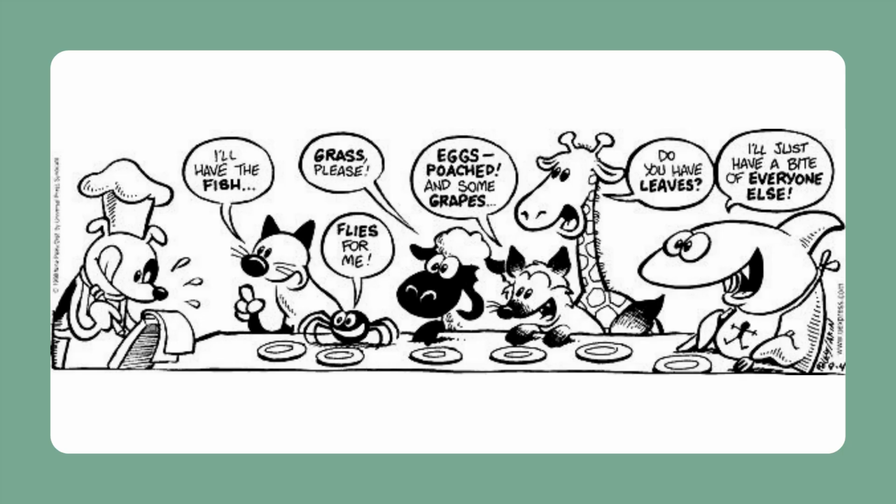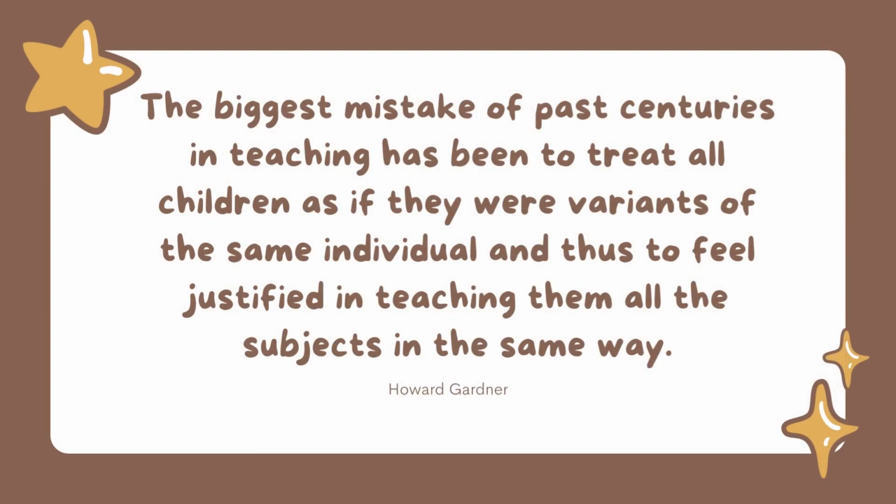Just like the animals seen in the picture, learners have different needs and demands when it comes to learning. And the biggest mistake of past centuries in teaching has been to treat all children as if they were variants of the same individual and thus to feel justified in teaching them all the subjects in the same way.